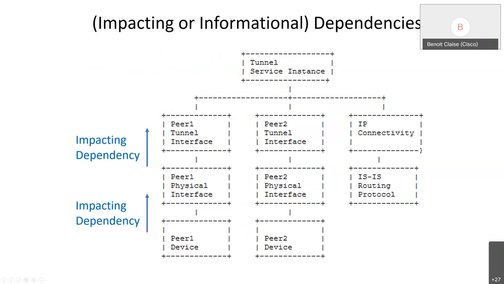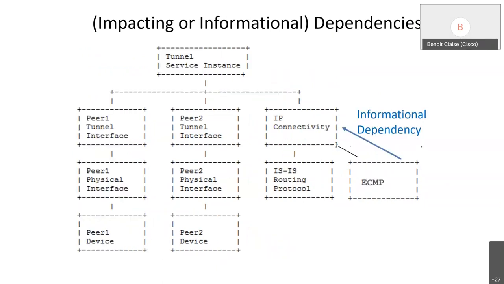I want to show that there are two different types of dependencies. Obviously, if I've got an interface being down, it's obvious that my tunnel will be down. It's what we call an impacting dependency. This is a root cause, we know it. And on the next slide, we've got typically an informational dependency, meaning I've got this tunnel service, but it goes over four ECMP paths. One of them is down. Is my service impacted, yes or no? Maybe yes, maybe no. But the point is that I want to be aware of that symptom. And this is what we mean by informational dependency here.